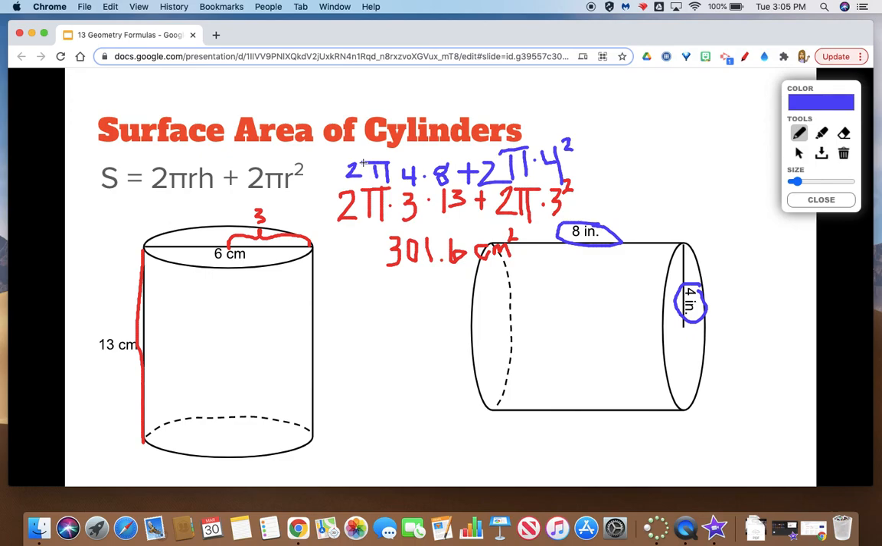I'm getting, wait, 301.6? Do we get the same thing? 301.6? I'm going to double check that. Okay, 2 times pi times 4 times 8 plus 2 times pi times 4 squared. I got the same thing, 301.6 centimeters squared. All right, you guys, check in with your teacher if you have any questions about surface area.